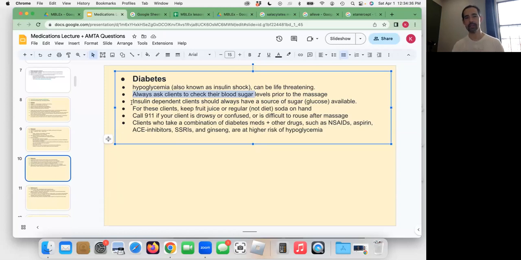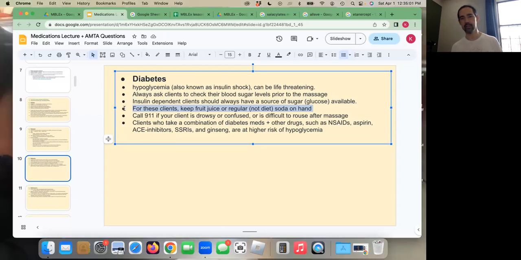Insulin dependent clients should always have a source of sugar or glucose available. You can have sugar around for them, so something like fruit juice or regular soda, which has sugar in it, is fine. And for the MBLEx, that's the fine answer. In reality, it's fine to have a box of juice or soda around, but that's only going to get them so far. That'll get their blood sugar back up out of the hypoglycemic range.